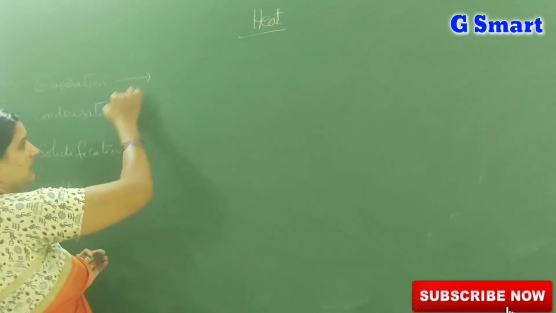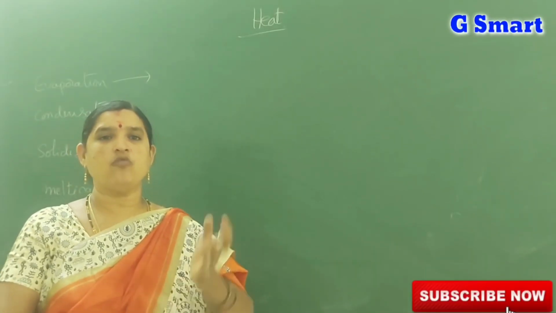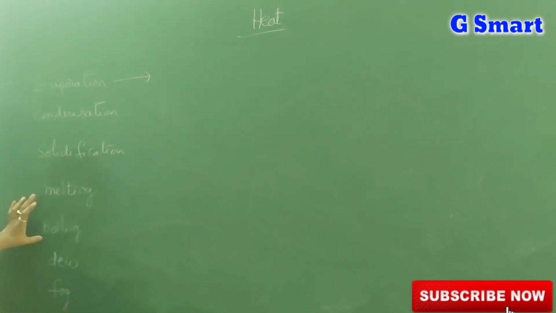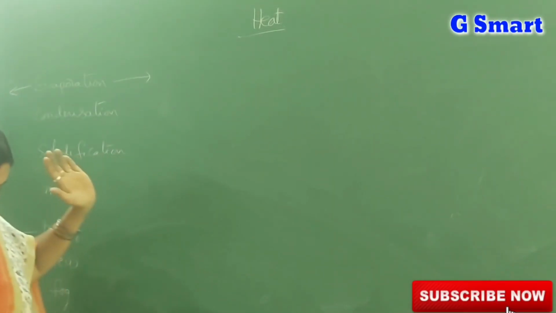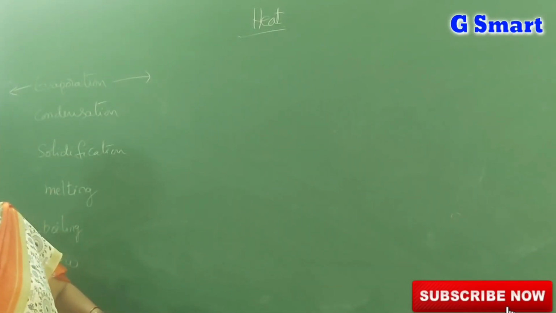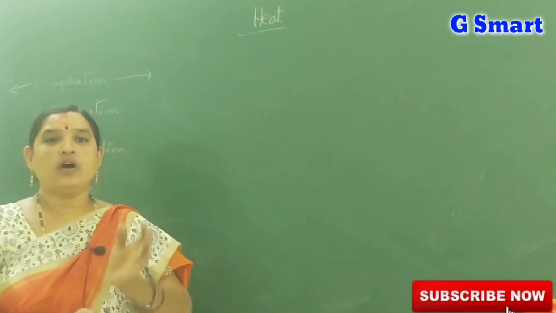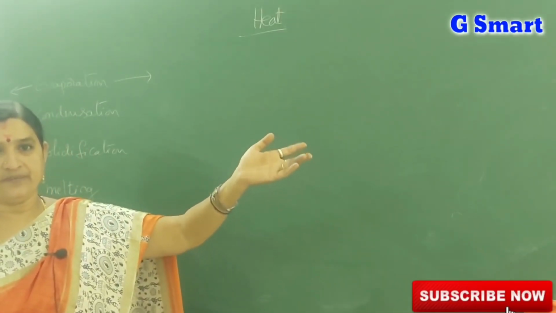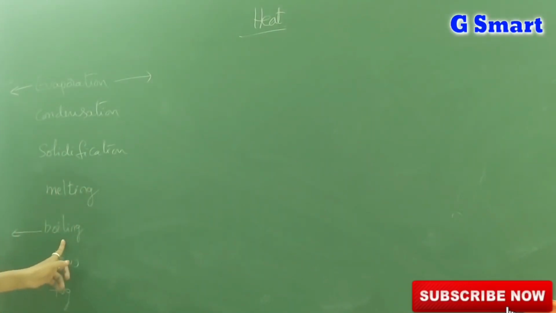The first one is evaporation. What is meant by evaporation? Escaping of water molecules from its surface at any temperature is called evaporation. Here in evaporation and boiling, in both cases we observe that water changes its state to vapor. In these 2 cases, evaporation means escaping of water molecules from the surface of the liquid at any temperature. At any temperature evaporation takes place. At a particular specific temperature boiling takes place.